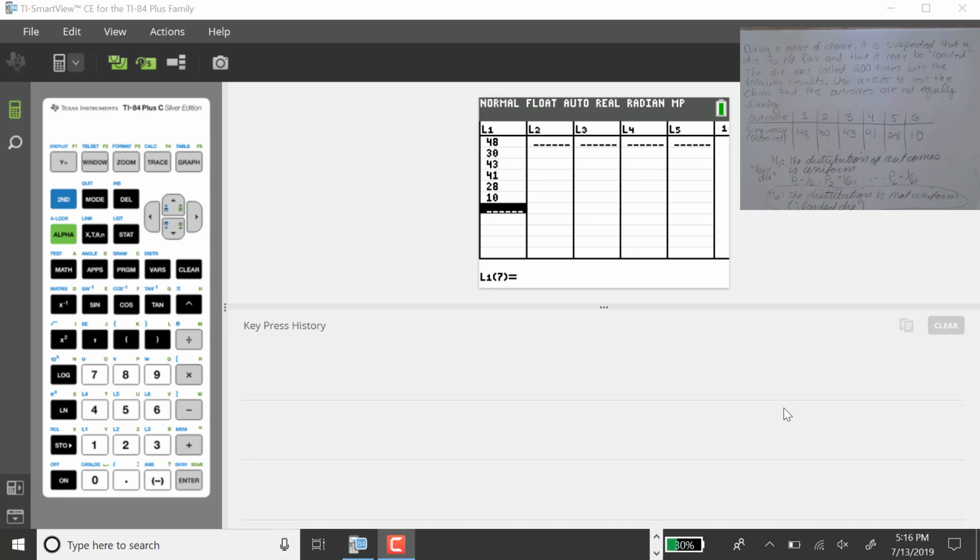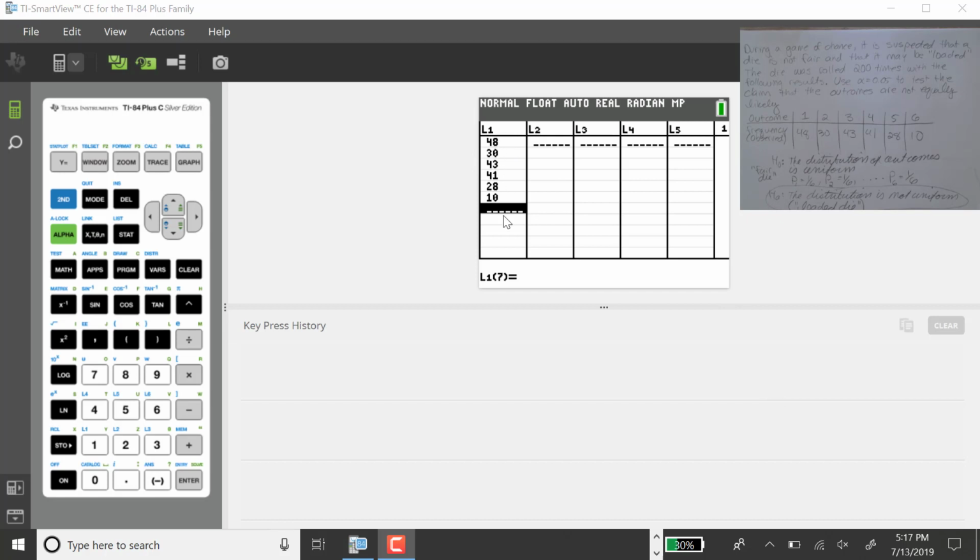So the expected outcome for each side is going to be the same. In other words, each value 1 through 6 has a corresponding probability of 1 out of 6. The die was rolled 200 times, and the observed frequencies, or observed counts, for each outcome were 48, 30, 43, 41, 28, and 10 for values 1 through 6. I've already entered those into the first list.